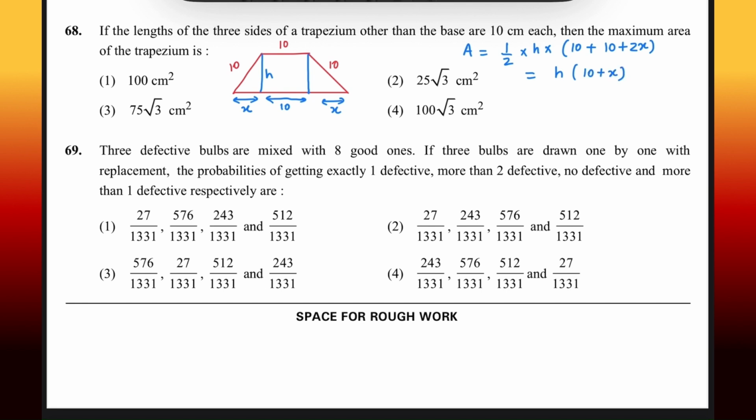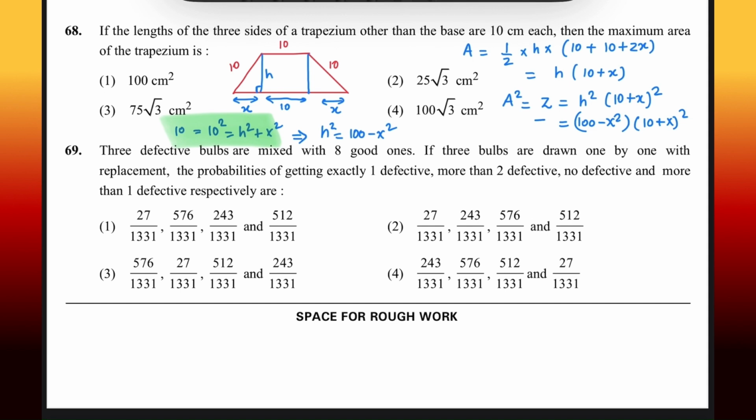Now what is the relation between h and x? If we consider this right angle triangle right here, we can apply Pythagoras, right? Hypotenuse square equals base square plus perpendicular square. So h square plus x square equals 100 because 10 square is 100. If I square both sides of the area and put the square as z, that gives us h square into 10 plus x whole square. What is h square? From the given relation, h square is 100 minus x square, and I can substitute this right here. So it gives me z equals 100 minus x square into 10 plus x whole square. So z is a function of x now, and I need to maximize this function.